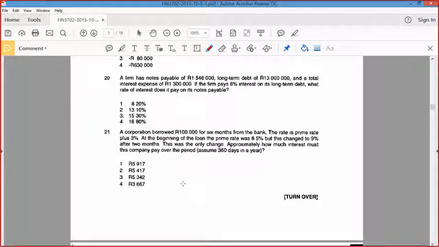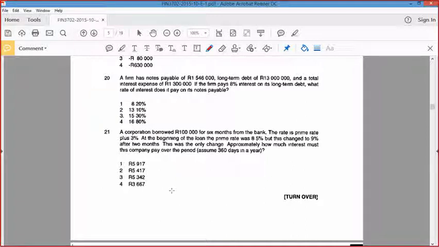Okay, question 20. This is a rate calculation. What rate of interest do they pay on the notes payable? Okay, so when we're looking at a note payable, we're comparing the one to the other. Right, so the notes payable is 1.546 million, and the long-term debt is 13 million. Okay, and there's a total interest amount of 1.3 million. That's the total interest. Okay, so do you agree the firm pays 8% on the long-term debt? They want to know what they pay on the short-term debt. Yeah, this is actually more of a maths question than a finance question.